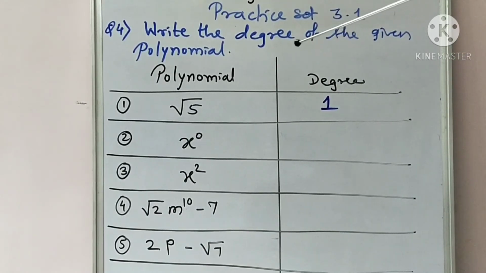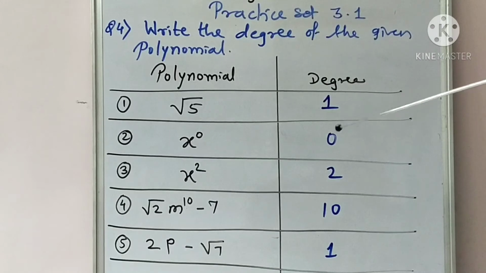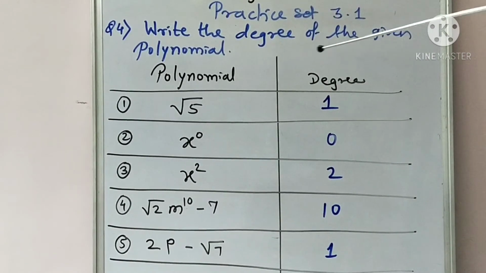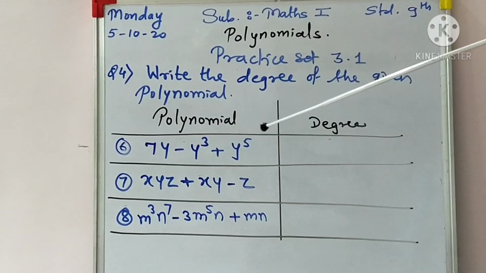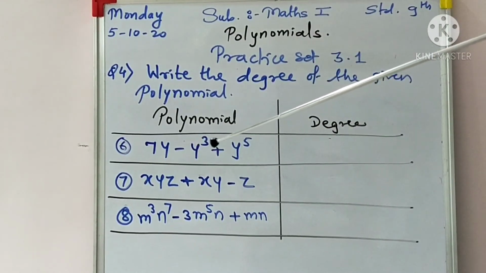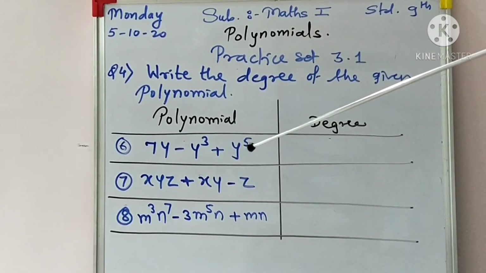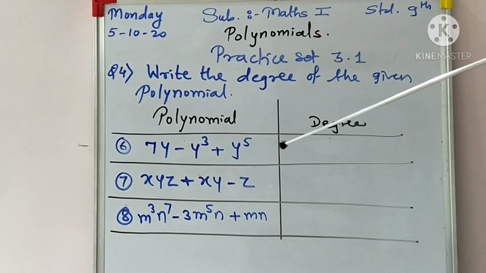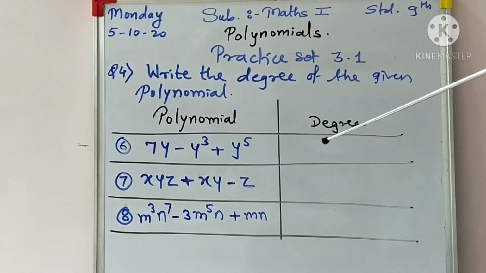Okay. So try to solve the remaining ones, students. So like this we find out the degree, means the highest power of the variable of the polynomial. Okay students. Here we have 3 more examples. Sixth one, 7y minus y cube plus y raised to 5. So as we notice here, the highest power is what? 5, means the degree of this polynomial is 5.